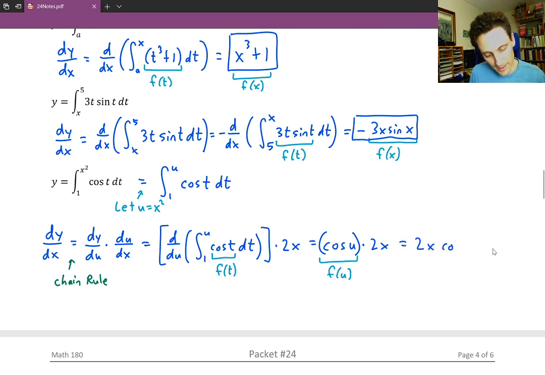Now the only last thing is to go back to x. U was just a temporary variable we were using. And there we go. So the rate at which this area function is changing with respect to x is 2x cosine x squared. Let's try one more.